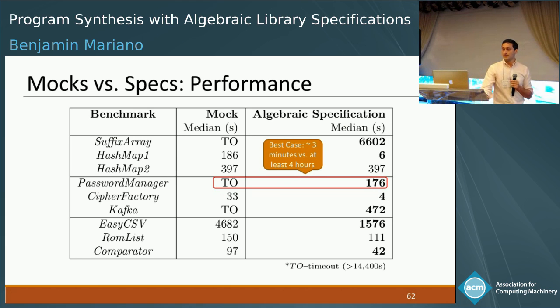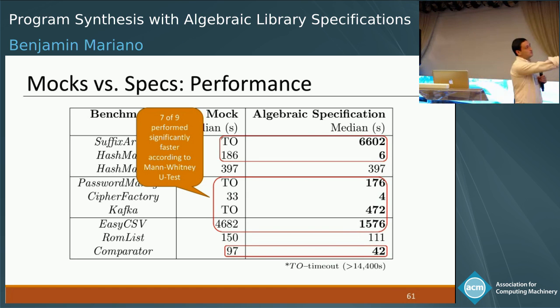It timed out. And to go back for a second, the two benchmarks where the algebraic specifications did not do better, it's not necessarily that they actually did worse than the mocks. It's just that neither was able to be proven to do statistically better. So you can actually see for the second hash map problem, they performed exactly the same. And for the ROM list benchmark, the algebraic specifications performed faster, but not statistically significantly so.